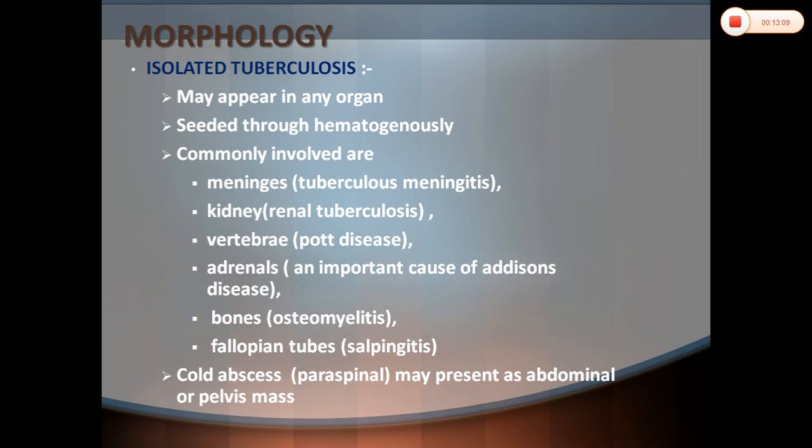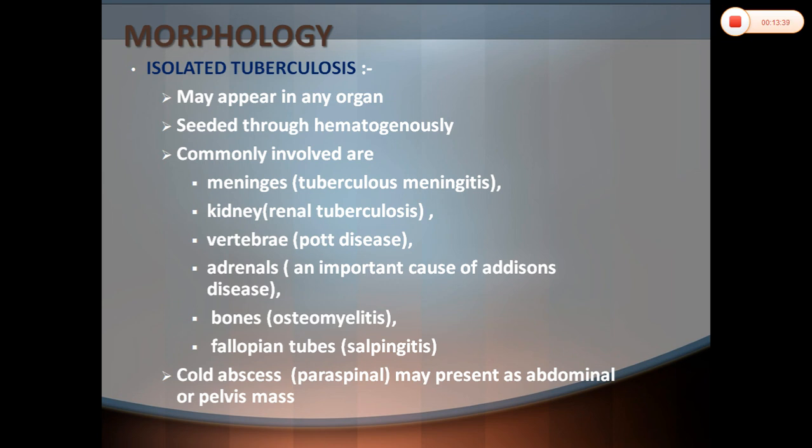The next type is isolated tuberculosis. As I said earlier, TB can occur in any organ, which is seeded mainly hematogenously. If the organism involves the meninges, it is called tuberculous meningitis. If it involves the kidney, it is called renal tuberculosis. If it occurs in the vertebrae, it is called Pott's disease. If it infects the adrenals, it is the most common cause of Addison's disease. If it occurs in bones, it is the most common cause of osteomyelitis.